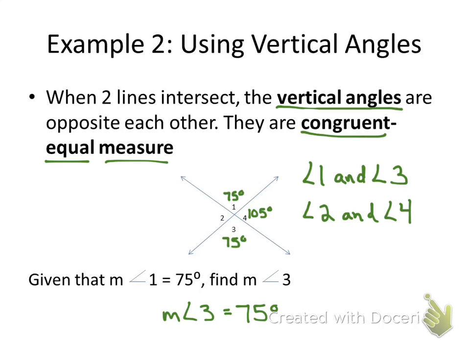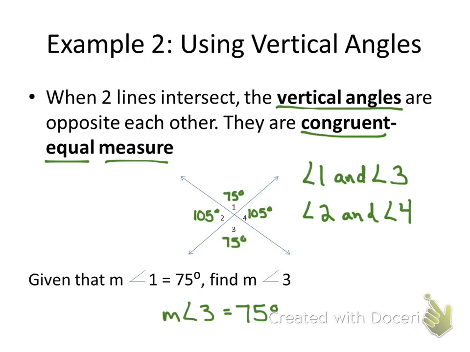105, right? Because it's vertical to angle 4. Do you see that? Do you see how it kind of ties together? Okay, all right. If not, just stick with me. Hang in there. Hopefully you'll catch on in the next example. So if I know one angle measure, I can find them all.